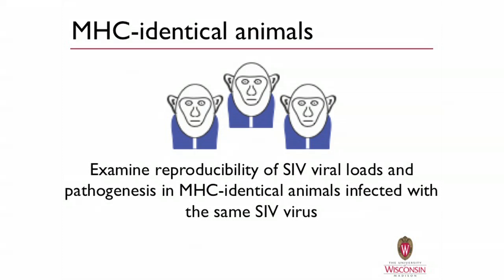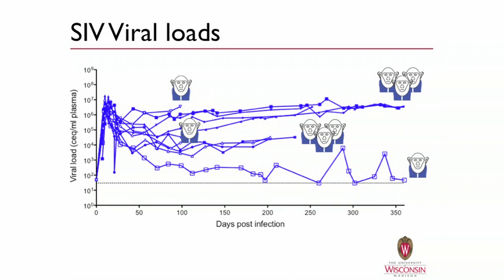As I said before, we have a very nicely well-controlled model where we can look at the reproducibility of SIV disease course and SIV viral loads in MHC-identical animals infected with the same SIV virus. So we can take multiple animals who are MHC-identical, and I'm going to show you data from multiple M3 homozygous animals, and infect them with the same SIV virus. And as you can see here, 10 different animals were infected with the same SIV virus.